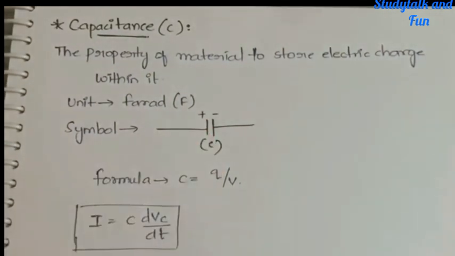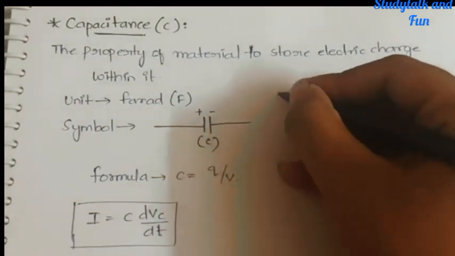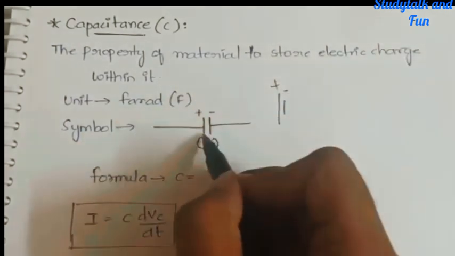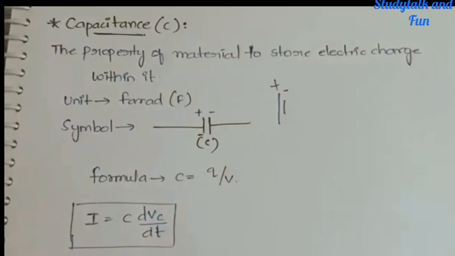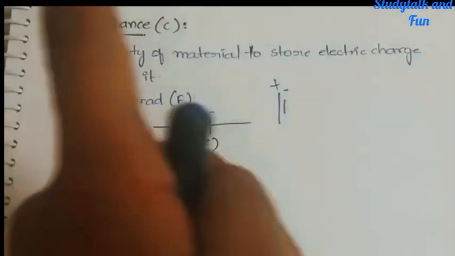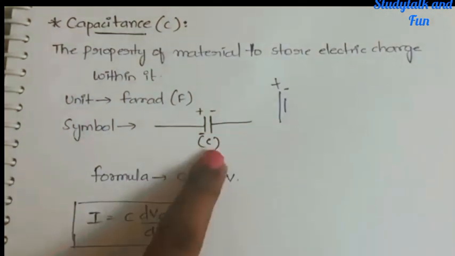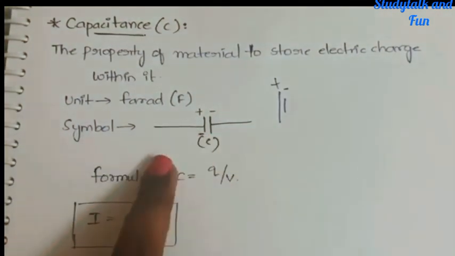See, don't get confused with the symbol of battery. Battery will have one line big and one line small. This is battery, but capacitance, two lines, both positive and negative terminals, will be equal in length. Okay, that is the difference between the capacitor and the battery. Don't get confused. So this is the symbol of capacitance.